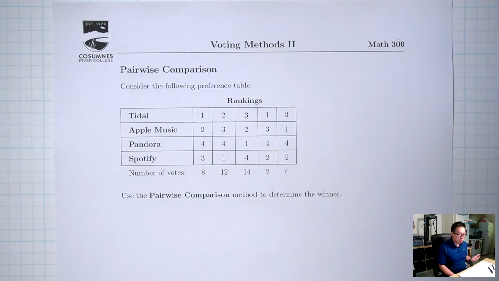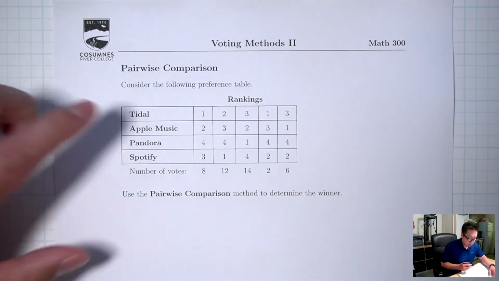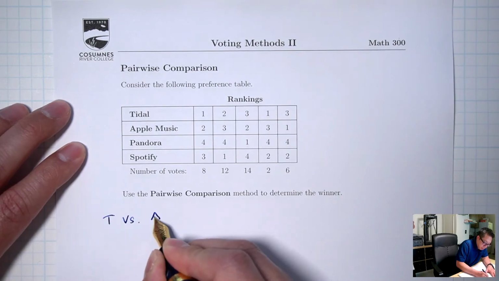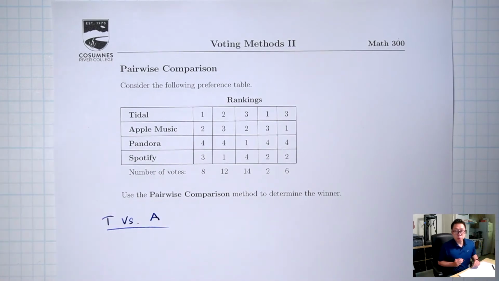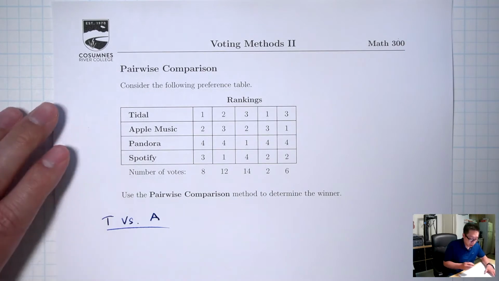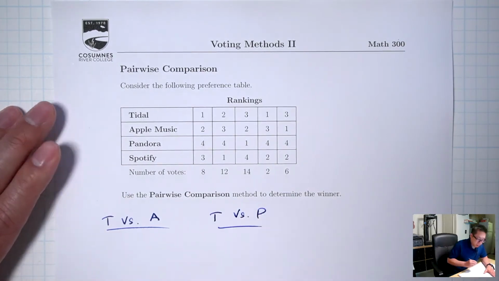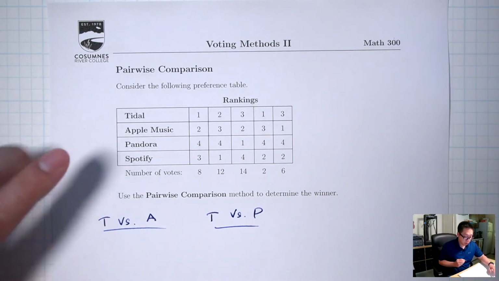So what we're going to do is we have 4 candidates here. These are music streaming services: Tidal, Apple, Pandora, and Spotify. We're going to list out all of the one-on-one matchups, right? So we can have Tidal versus Apple. What else can we have? We can have Tidal versus Pandora. We can have Tidal versus Spotify.